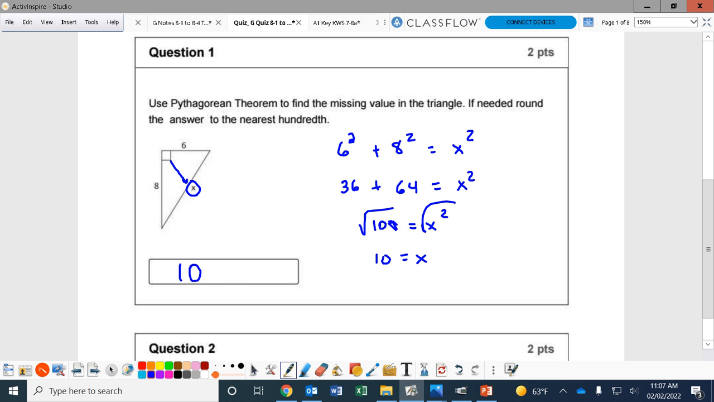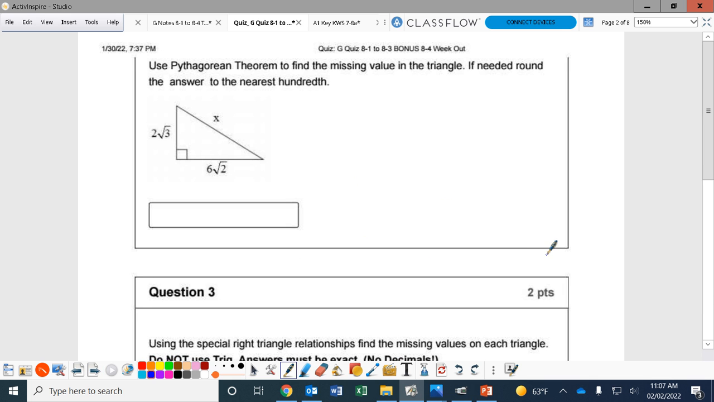Okay, here we go. Question number 2. Pythagorean theorem with radicals in it. Again, the thing you got to do is identify your c. Here's your c. It'd be 2 square roots of 3 squared plus 6 square roots of 2 squared equals x squared.